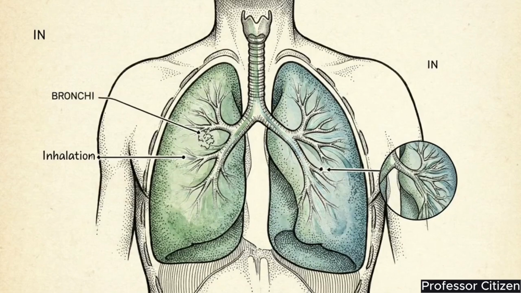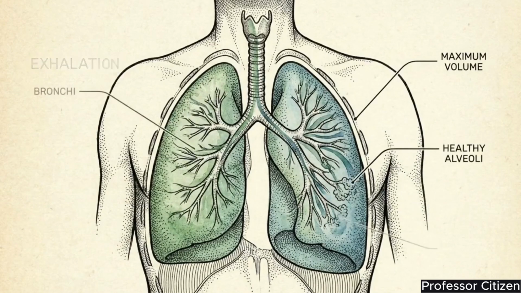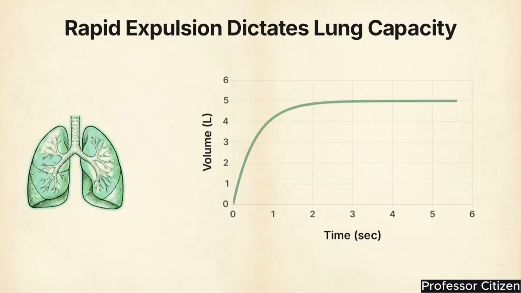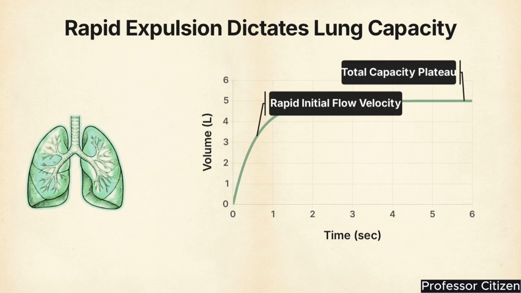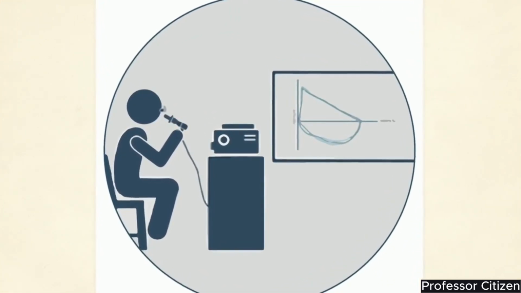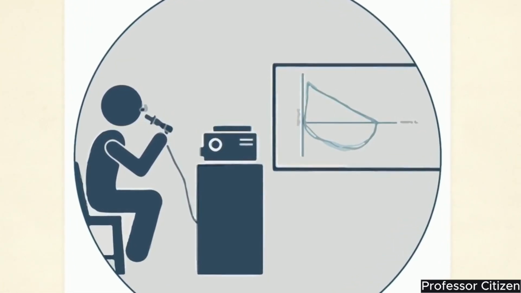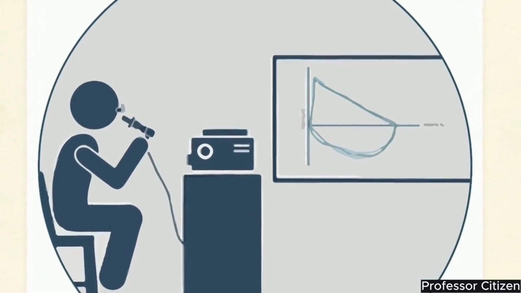Your cells rely on a constant, precise delivery of oxygen to survive. When a patient's breathing is compromised, diagnosing the root cause requires measuring exactly how much air their lungs can hold and how fast they can move it. This illustration shows a patient performing spirometry, the most common pulmonary function test. By measuring the volume and speed of inhaled and exhaled air, we can objectively evaluate the respiratory system.